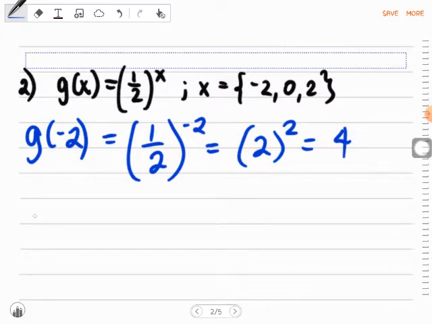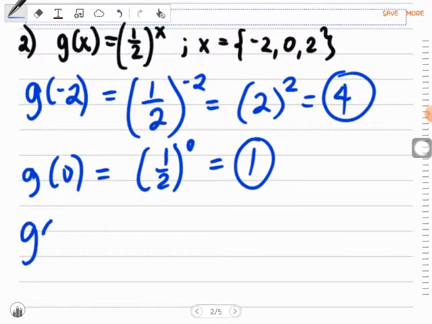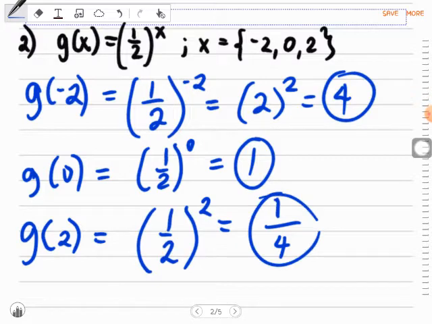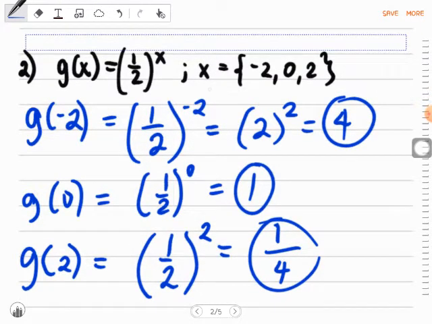Okay? And for g of 0, that's equal to 1/2 raised to 0. Again, the answer is 1. And finally, we have g of 2, which is 1/2 raised to 2. And here the answer is 1 times 1 is 1, 2 times 2 is 4. So we have 4, 1, and 1/4 for the values of y. So this will become the values of y now. Okay?